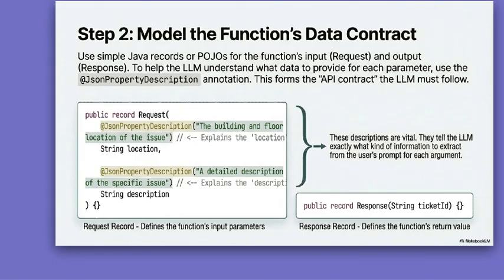So give us the concrete examples for our create ticket request. Okay, for the location field, we would annotate it with @JsonPropertyDescription. The specific building, floor, or room location of the issue, for example, third floor kitchen or server room A.